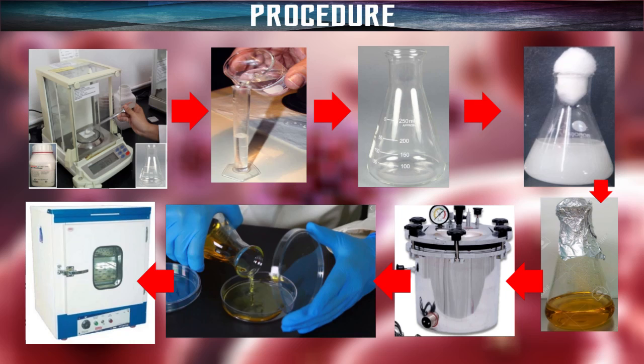Then take the cotton and plug the mouth of the conical flask. Then wrap the mouth of the conical flask with aluminum foil. Then place it inside the autoclave and sterilize it at 121 degrees Celsius for 15 minutes.